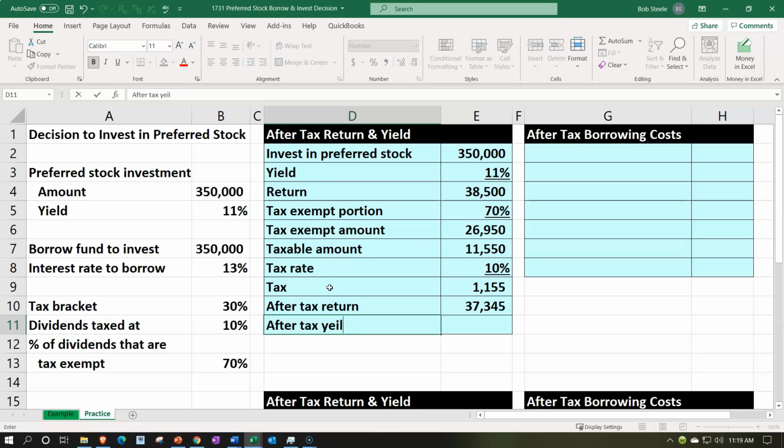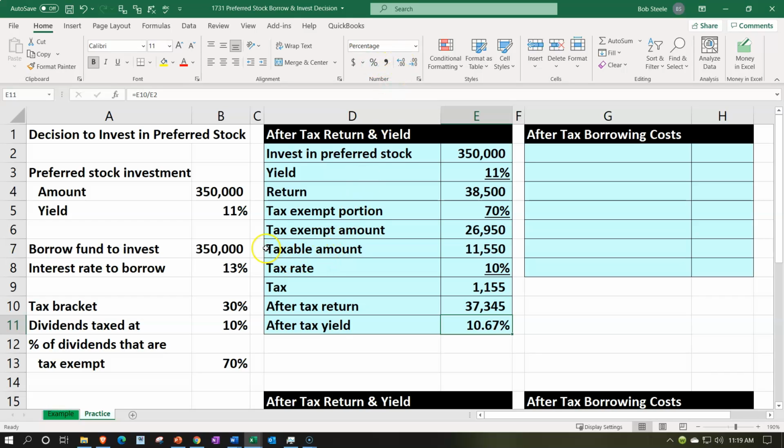After-tax yield, which would be what we got, the 37,345 divided by the original investment. So we're going to say 37,345 divided by the original investment. And so let's make that a percent, number group percent, couple decimals, 10.67.